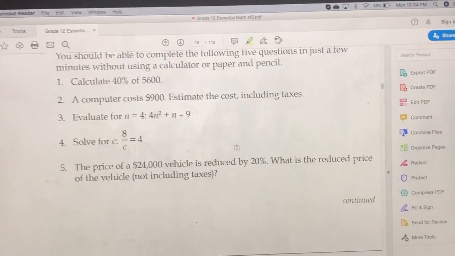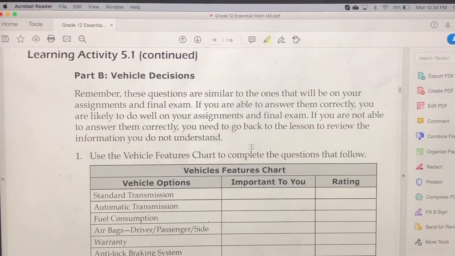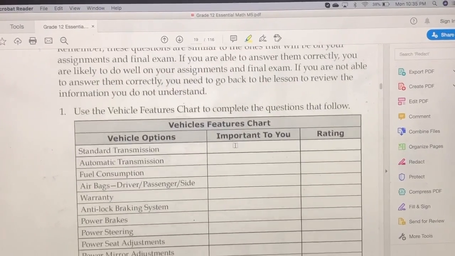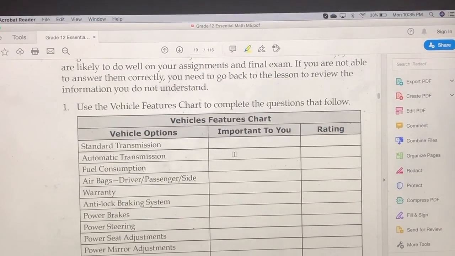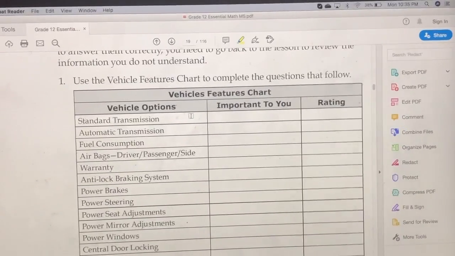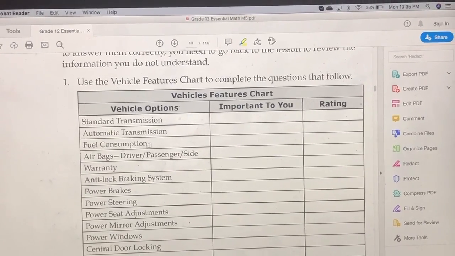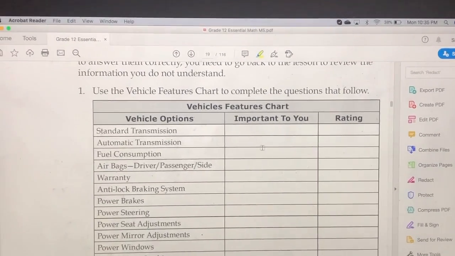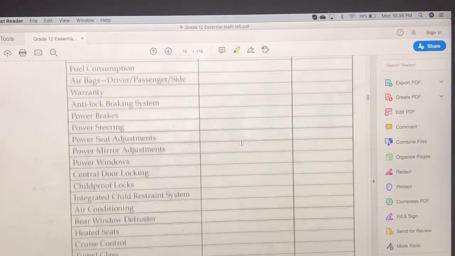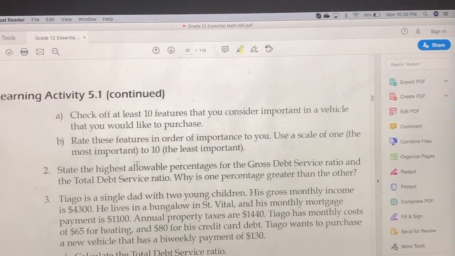For your homework, which should be in my teacher notes here, it talks about certain vehicle decisions. So this is an opinionated question for you. Is it important to you, for example, standard transmission? Well, you're going to have to find out what that means. Fuel consumption, is that important to you? If it's not, what I want you to do is do it on a rating scale. There's quite a bit of things to look at there.